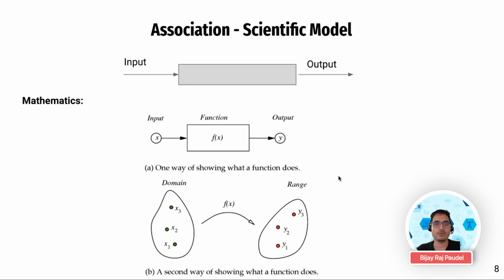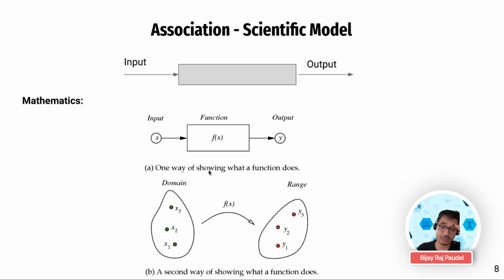I think everyone has heard about functions, and solved function questions in school, high school, undergrad, graduate degrees. So functions are something that represent association. A function takes input and you get the output. Here, we have a function f(x) that takes x as input and gives y as the output. So that is one way of showing a function f(x).